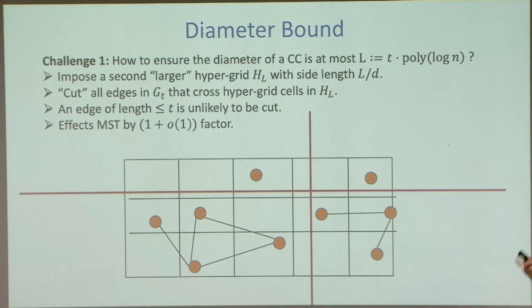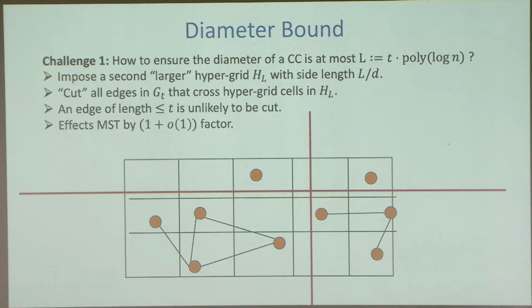And the reason why this works is that you can imagine, with very small probability, the edge with length t will be cut by this right line of this higher cell. And even if it's cut, because you only have a very small probability to cut it, in expectation you can afford that.